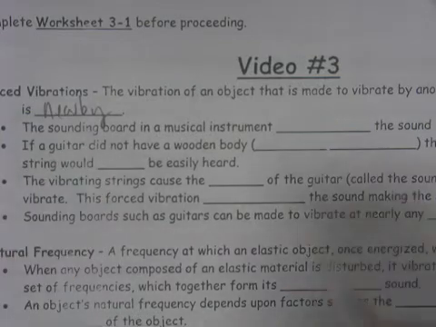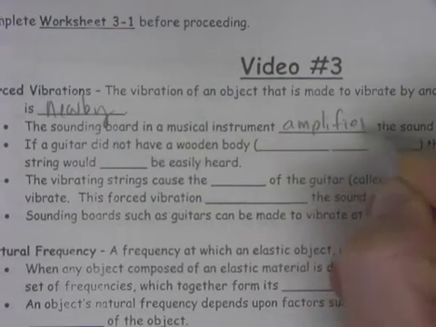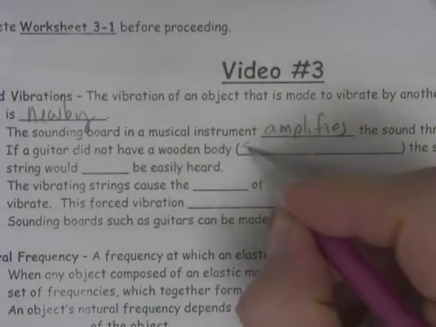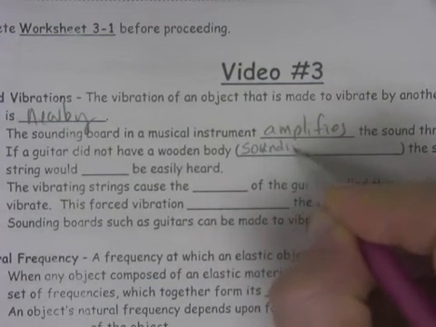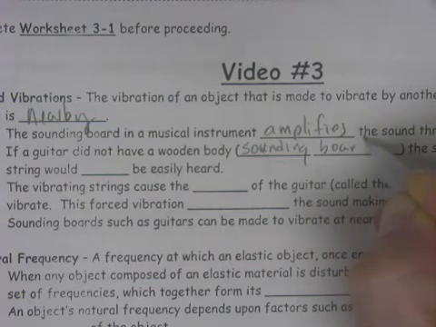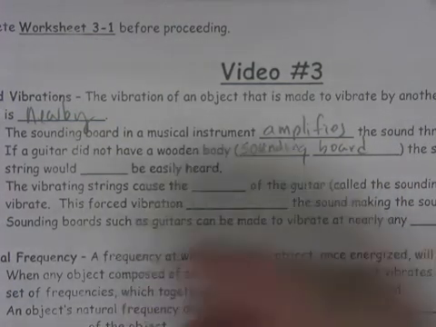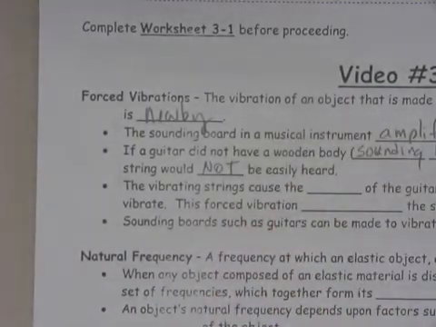So the sounding board in a musical instrument amplifies the sound through forced vibrations. If a guitar did not have a wooden body, which is called a sounding board, the sound produced by the string would not be heard, or be very difficult to hear.